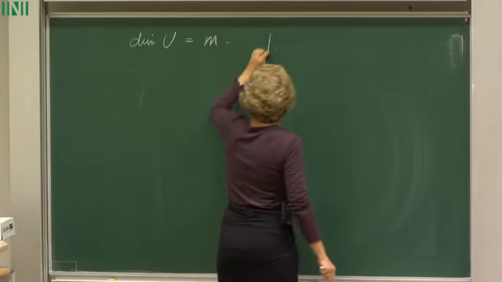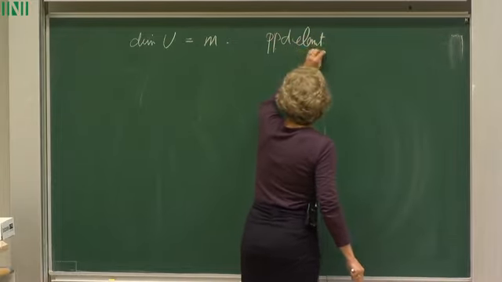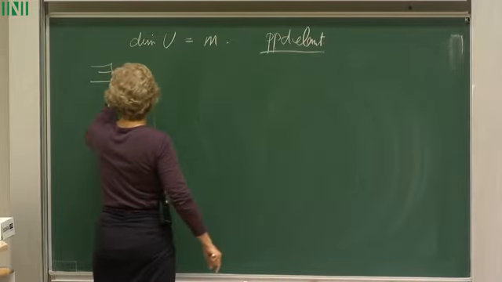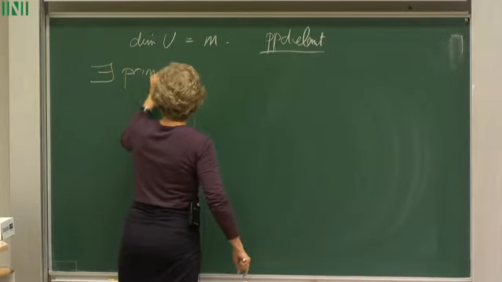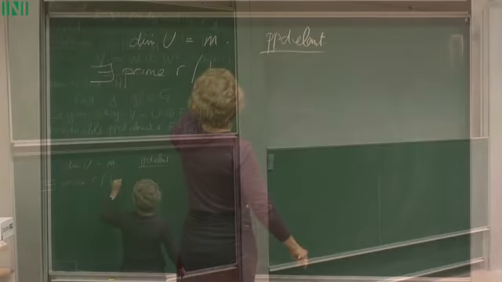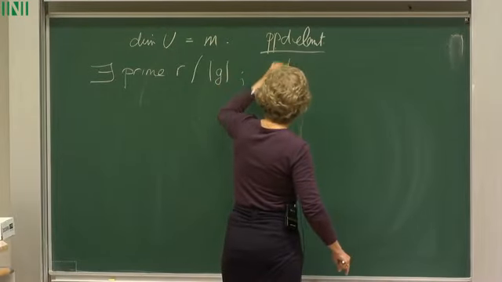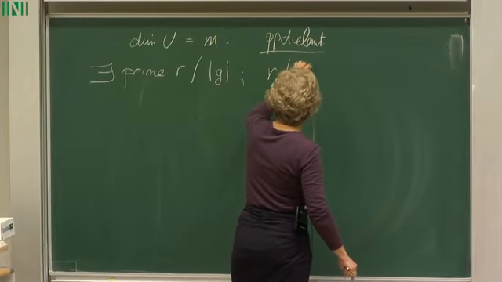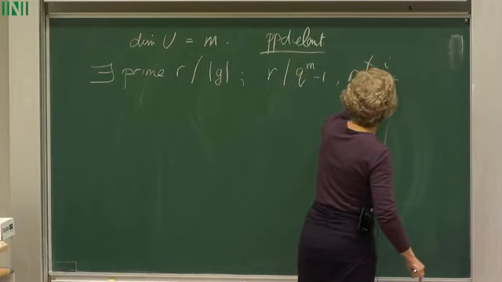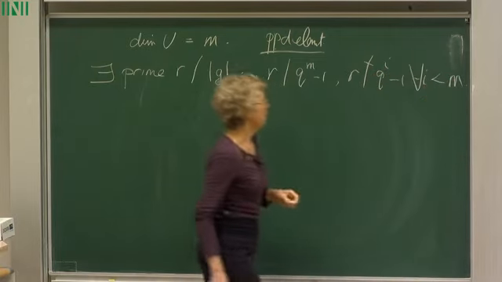To be a PPD element, I want there to exist a prime r dividing the order of g, and r should divide q to the m minus 1, and r should not divide q to the i minus 1 for i less than m.